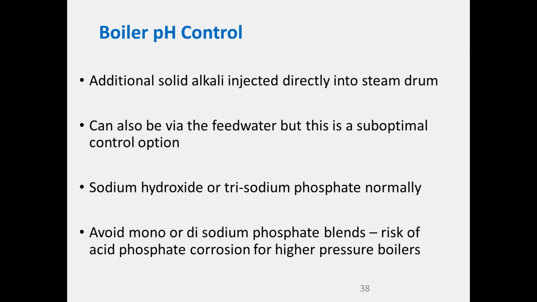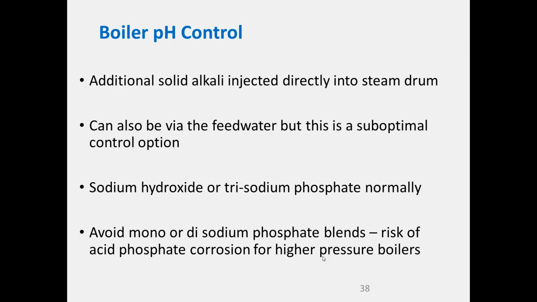You can add that in via the feed water, but the control loop gets a little bit harder, but most boilers are all designed for the direct injection of an additional treatment chemical directly into the drum. It will have a distribution line that runs down, and you just need a higher pressure feed water pump. The most common products are sodium hydroxide or trisodium phosphate. Okay, and you want to avoid what we call mono or disodium phosphate blends.